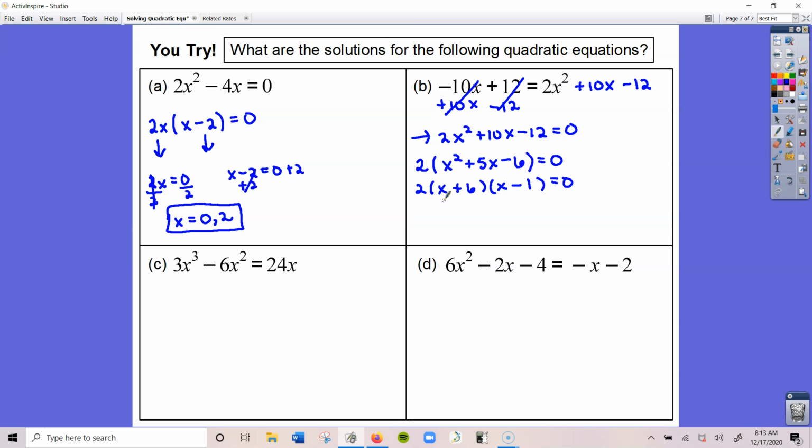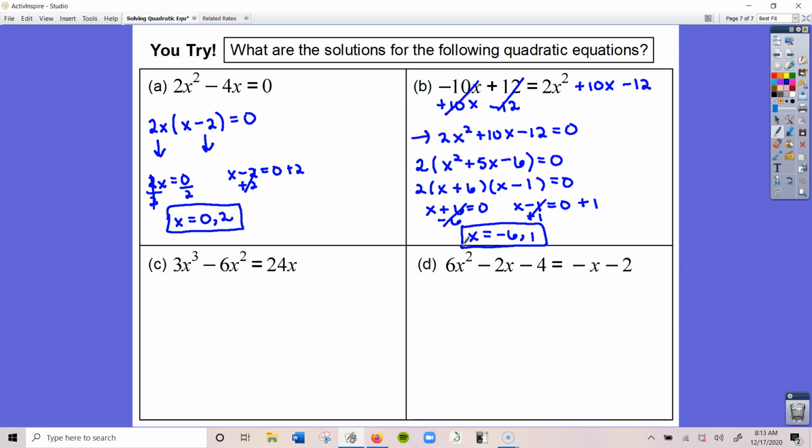The only thing I have to worry about are these two terms here. So we would make x plus 6 equal to 0 and x minus 1 equal to 0. For this term, I would subtract the 6, so x is equal to negative 6. And for this one, I would add the 1, so x is also equal to positive 1. And those would be my two solutions.